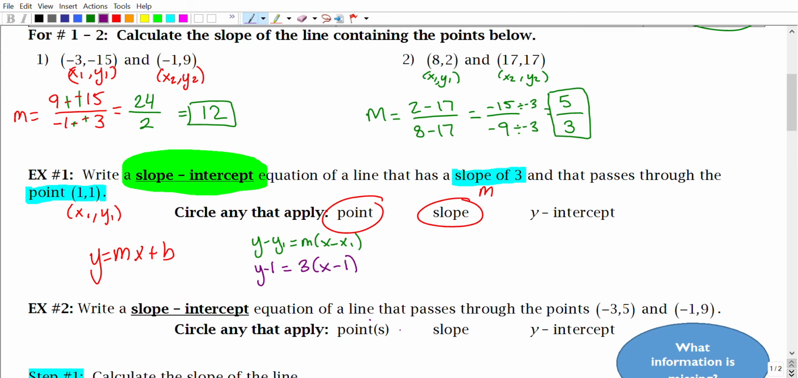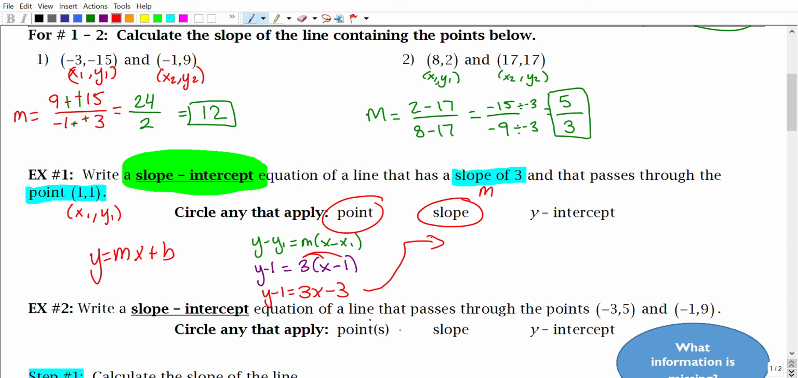Well, if you notice, what we want and what we have is not quite the same. We have to isolate the y. So let's go ahead and solve for y by using SADMAP, stuff we've done before. But even before that, I have to distribute that 3. So I get y minus 1 equals 3x minus 3.